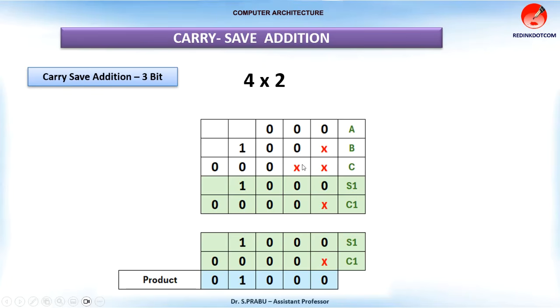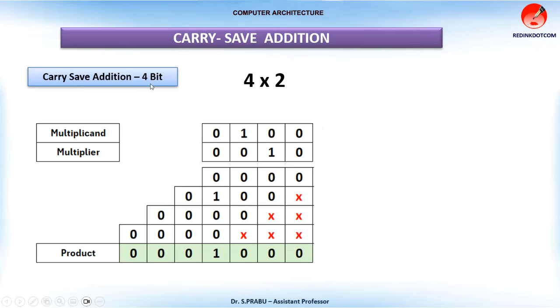Now you can add these three numbers. The sum is 0, the carry can be stored here. Then you can add these three numbers, sum is 0, carry is 0. Add this number, sum is 1, carry is 0. The important point is you can add these values in parallel. The sum and carry values can be stored separately. Then finally you can add these two numbers as in the normal way. Then you can get the product value.